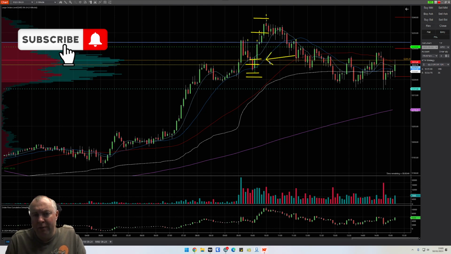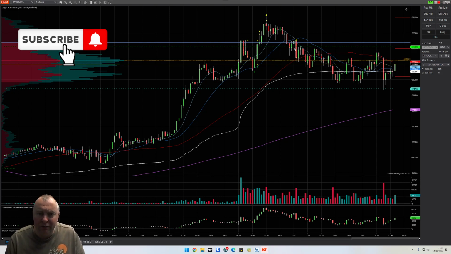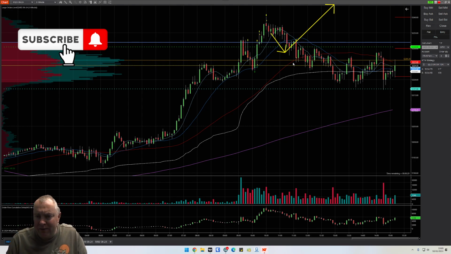My entry was there. I hit my 3R target, which took a new high. I hit my 5R target, and then I held because I was waiting for it to come back down. I was hoping it would have just put in another lower high and then put in a new high, but it didn't. It came down, so I originally stopped out just there, and that was my entry area. So it was a totally risk-free trade.